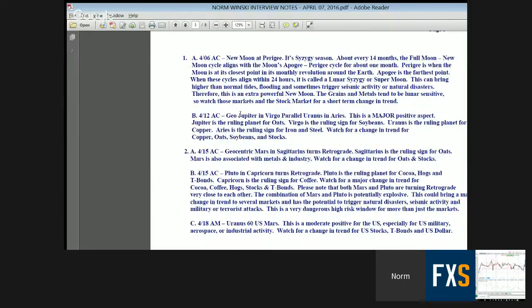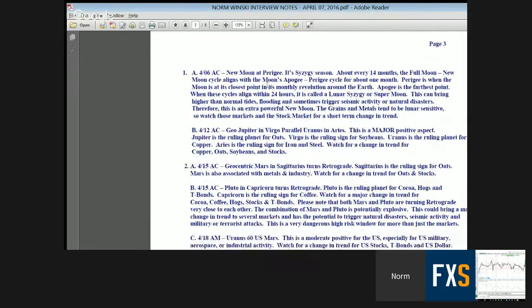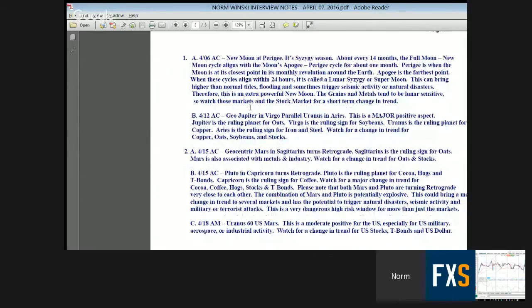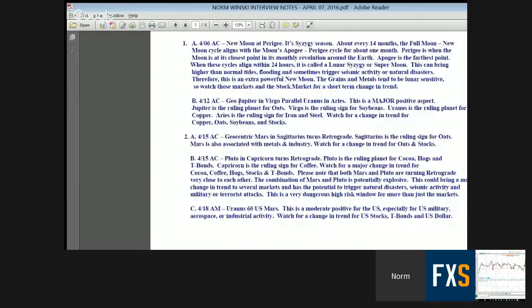20 minutes. All right, I can do that. All right, the next big event is we're going to have Jupiter align with Uranus. That'll be on Tuesday night, the 12th. One of the neat things about this system is it not only gives you timing, but it gives you qualitative information, like what market should I be looking at. Uranus is associated with copper, and Jupiter is in Virgo. Virgo is soybean. So we'll be looking at those charts in a minute.